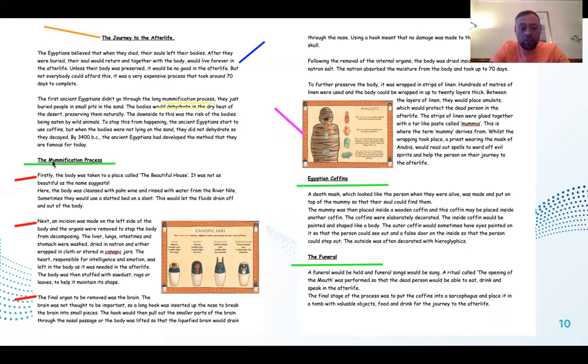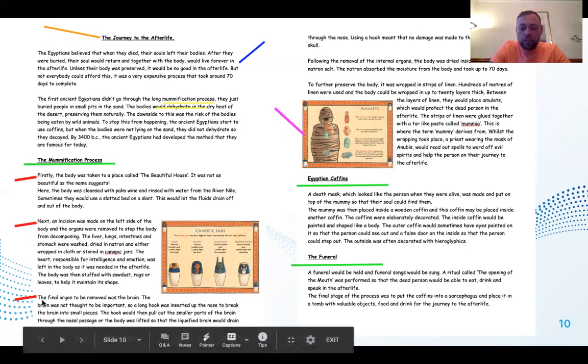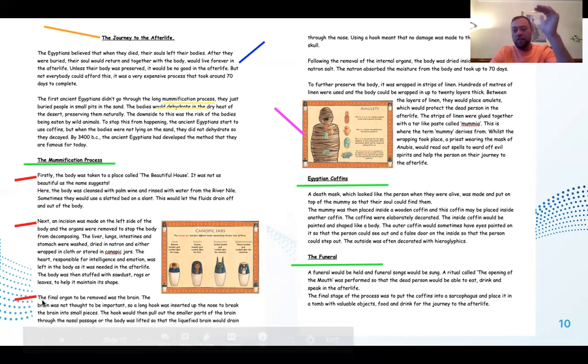And it's in order because look, it uses a brilliant starting word of firstly, next, the final. So I know that firstly means it must come first. Next means it's the one after, isn't it? So this is what we call a good explanation text. And over the next few weeks, we are going to create our own.